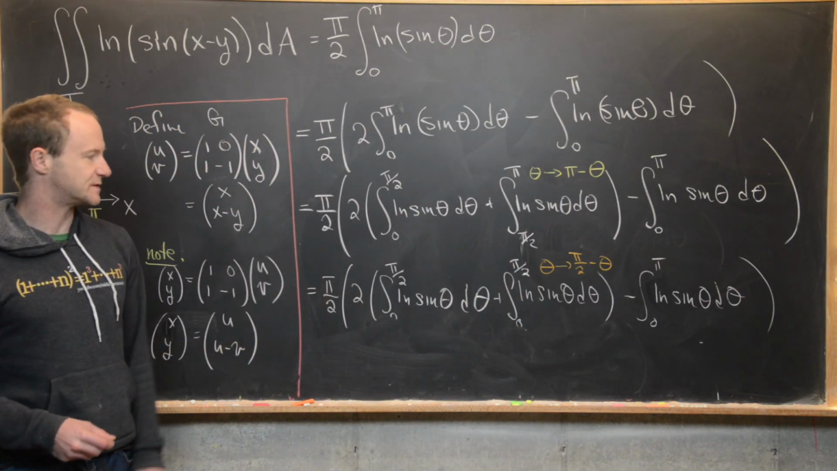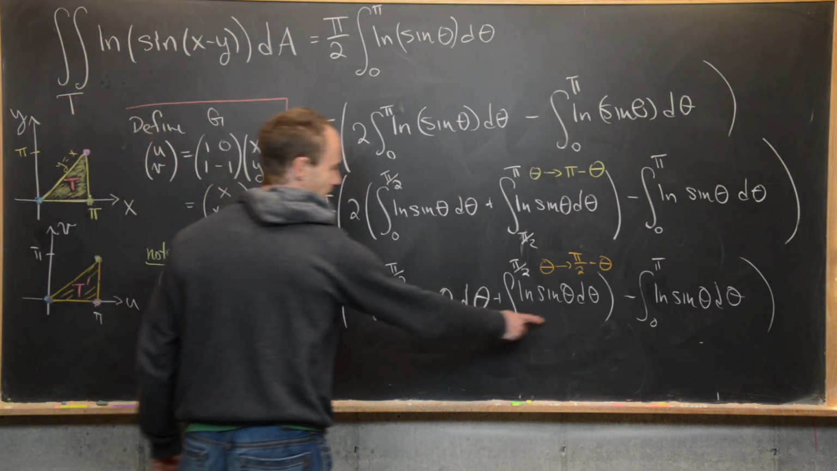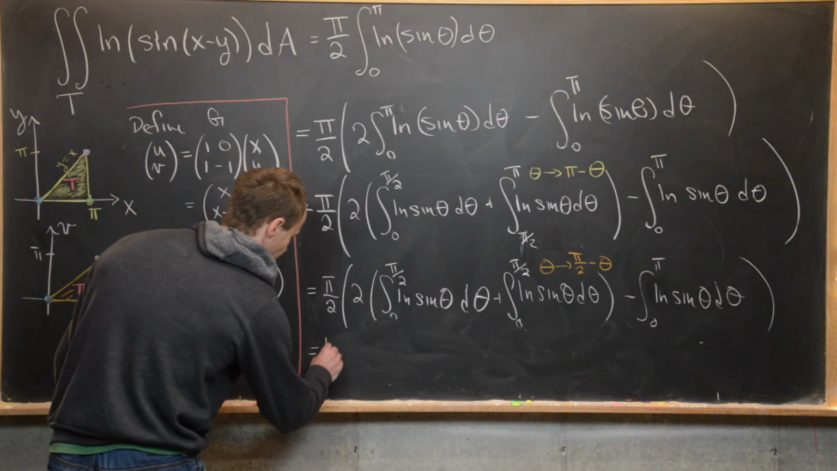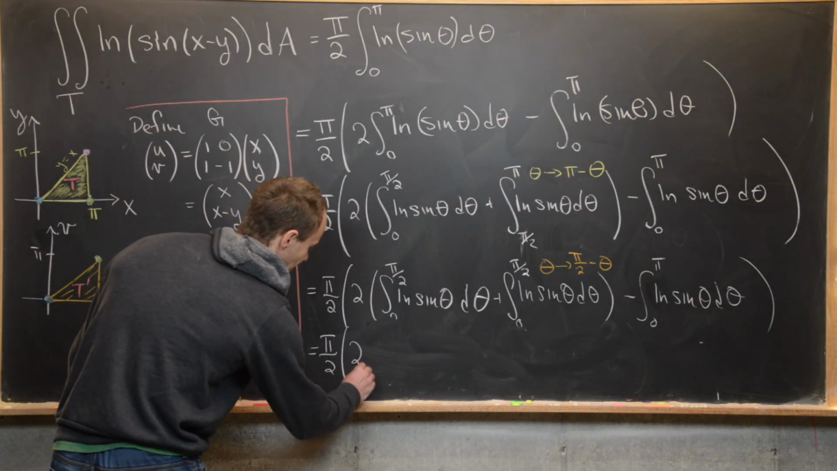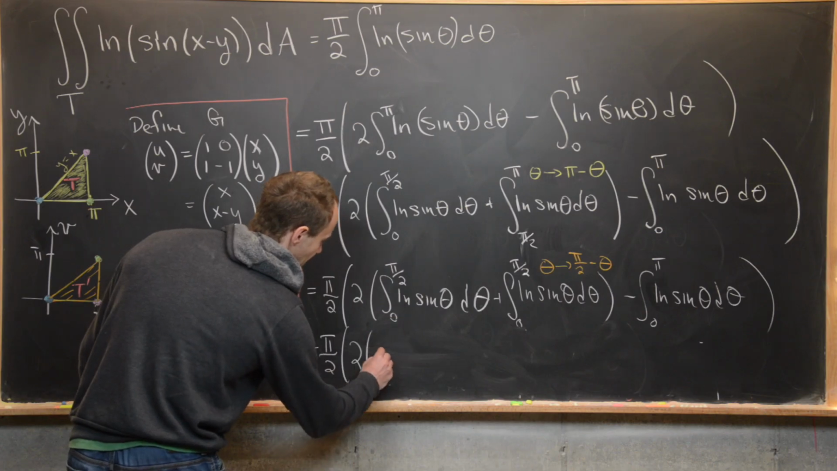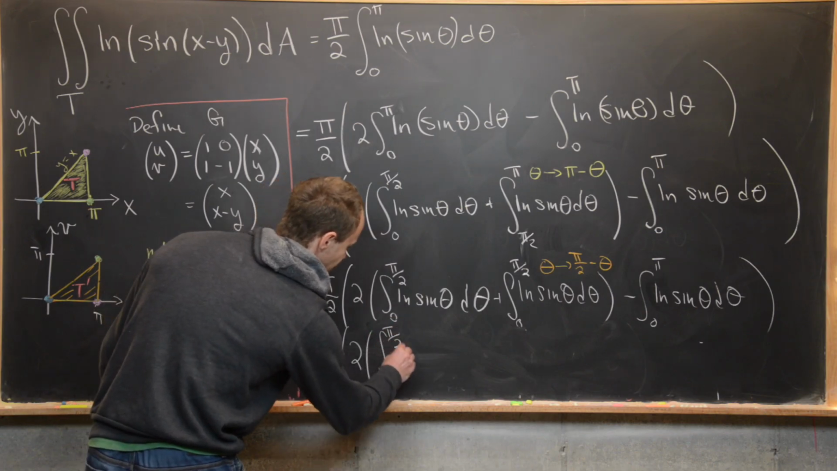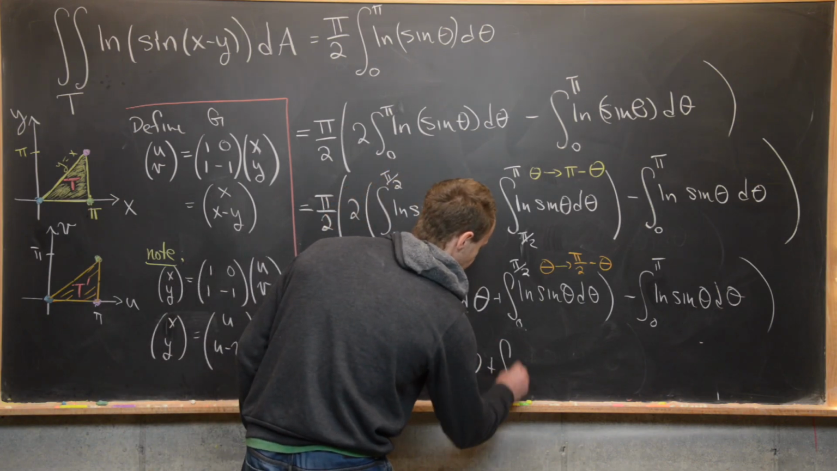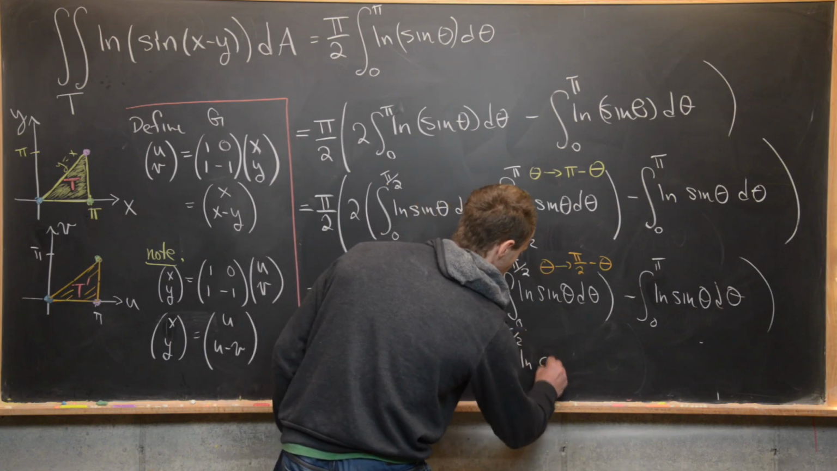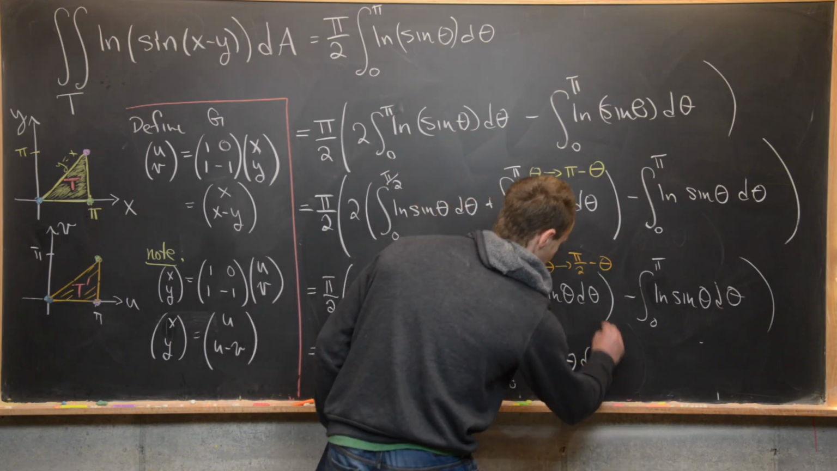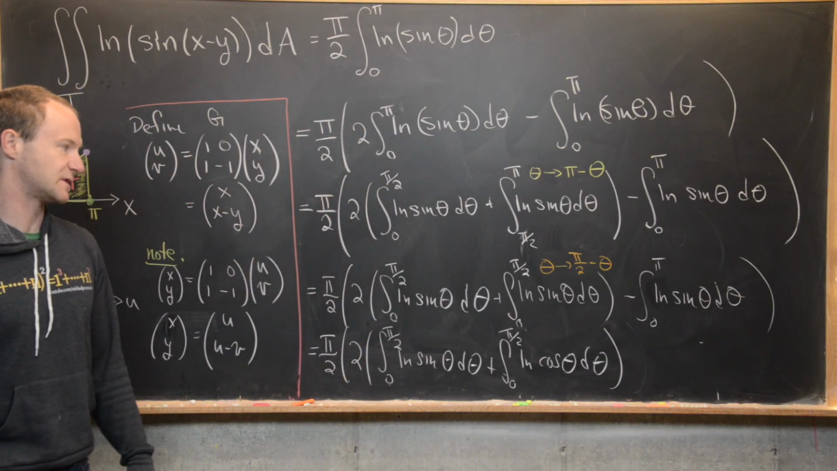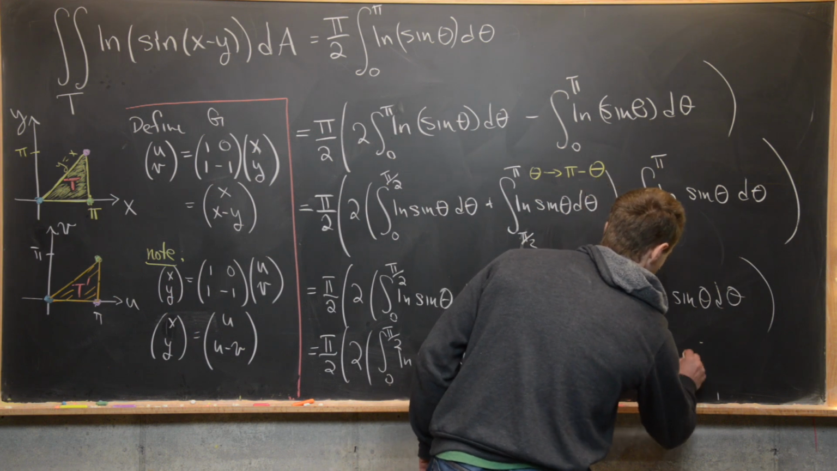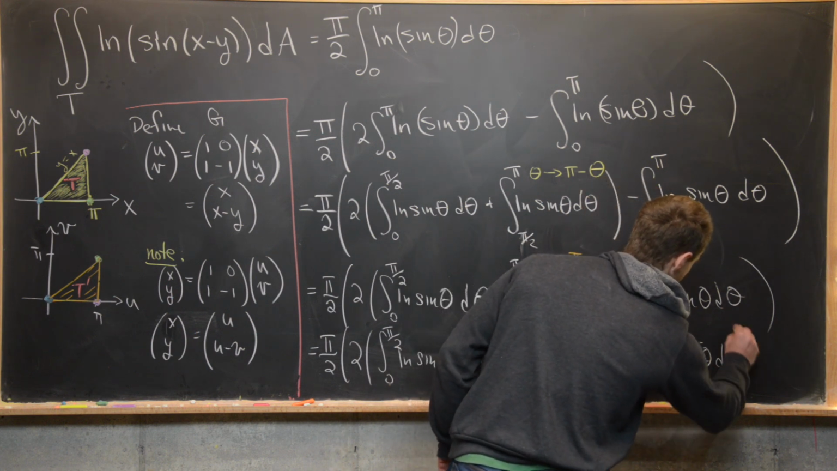So we can change those back with the minus sign, and that transforms this into the natural log of cosine of theta. So let's see what that gives us. We have pi over 2 still out front, and then twice the integral from 0 to pi over 2 of natural log of sine theta d theta, plus the integral from 0 to pi over 2 of natural log of cos theta d theta. Close the parentheses off of that, multiplying by 2, and then we'll have minus the integral from 0 to pi of natural log of sine theta d theta.